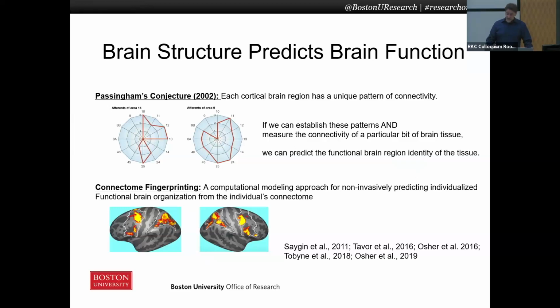Connectome fingerprinting uses measurements of brain connectivity to predict high-resolution maps of brain function. Dick Passingham conjectured that each cortical area has a unique pattern of connectivity to other brain areas, and that if we could establish these connectivity profiles and measure the connectivity of a bit of brain tissue, we could predict the functional identity of that tissue. Connectome fingerprinting builds on this idea by applying non-invasive neuroimaging techniques and by greatly expanding the spatial extent of predictions.